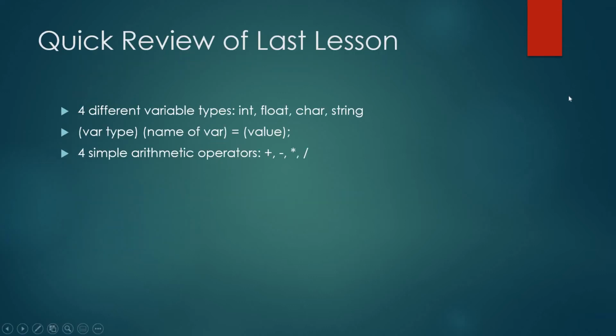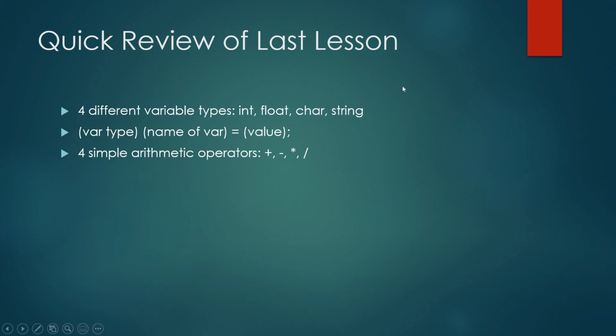So a quick review of last lesson. We talked about the four different variable types, the four basic ones. There are more, like I said, but we have int, float, char, and string. We really focused on these first two right here, the two number ones. We'll get to the other two later on.